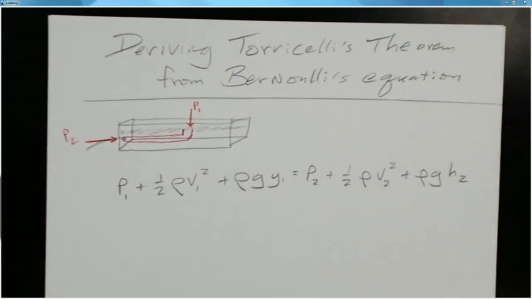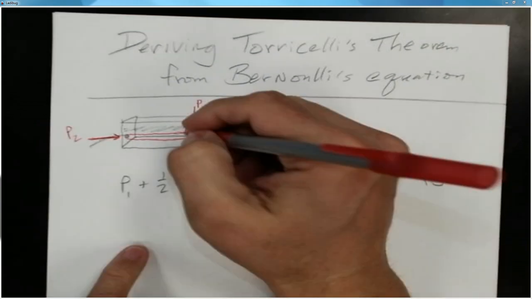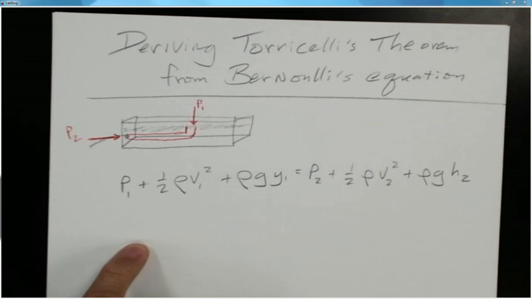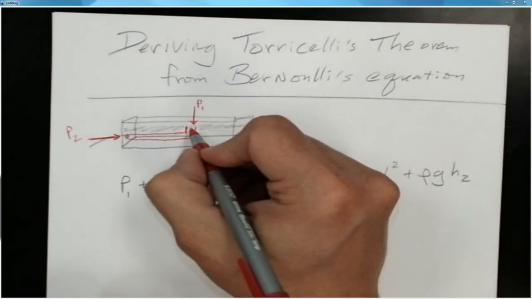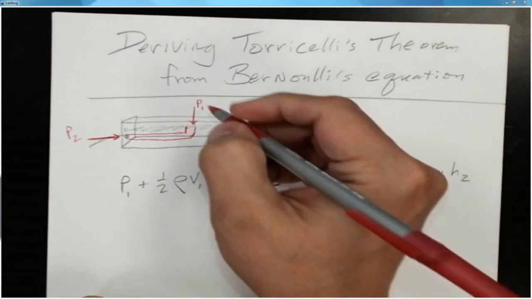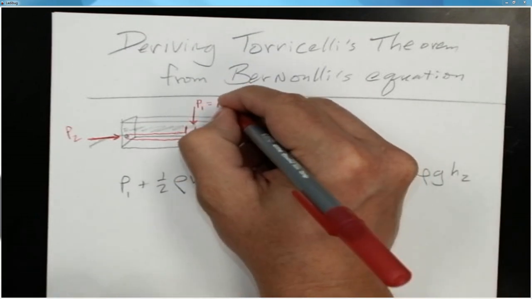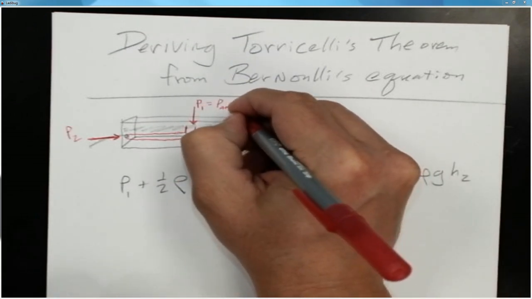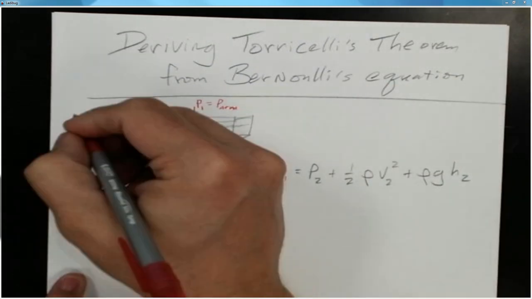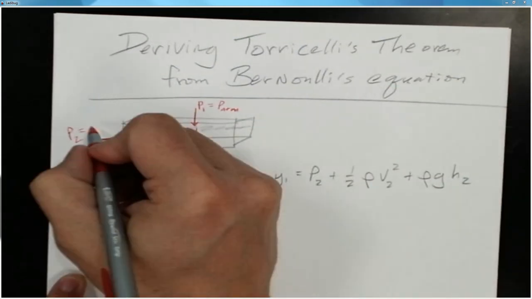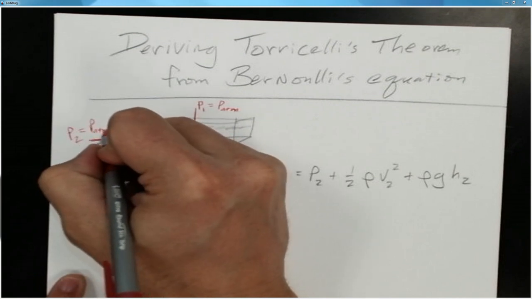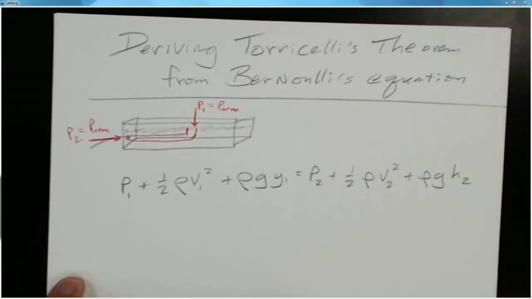And Bernoulli's equation applies to pipes. So you could think about it like there's a pipe here and the water's going along through the pipe. Then the pressure here at this end of the pipe, it's open to the air. So this is atmospheric pressure, P atm. And this is also open to the air, so this is also atmospheric pressure. That's the first simplifying assumption we're going to make.